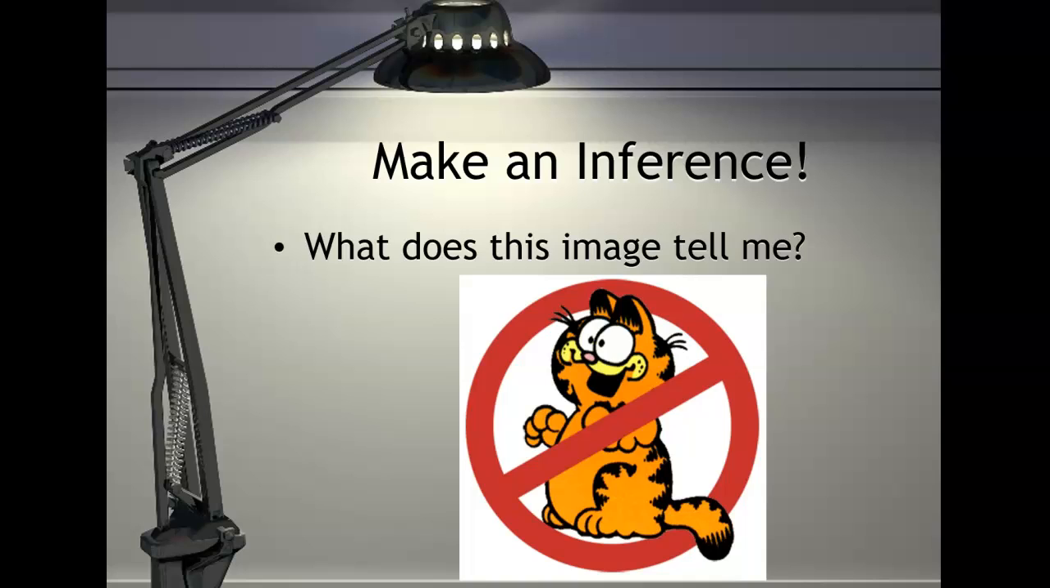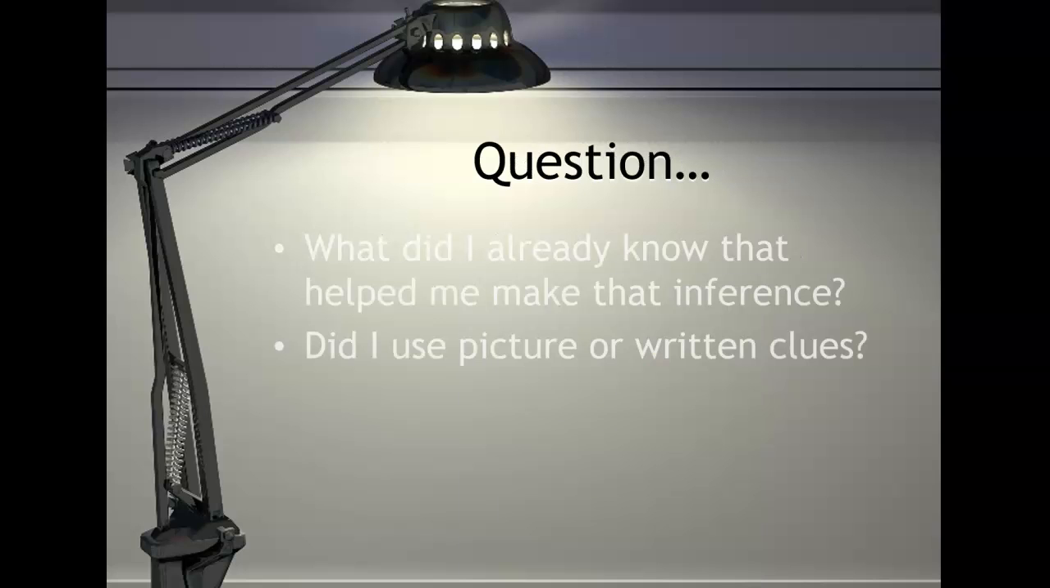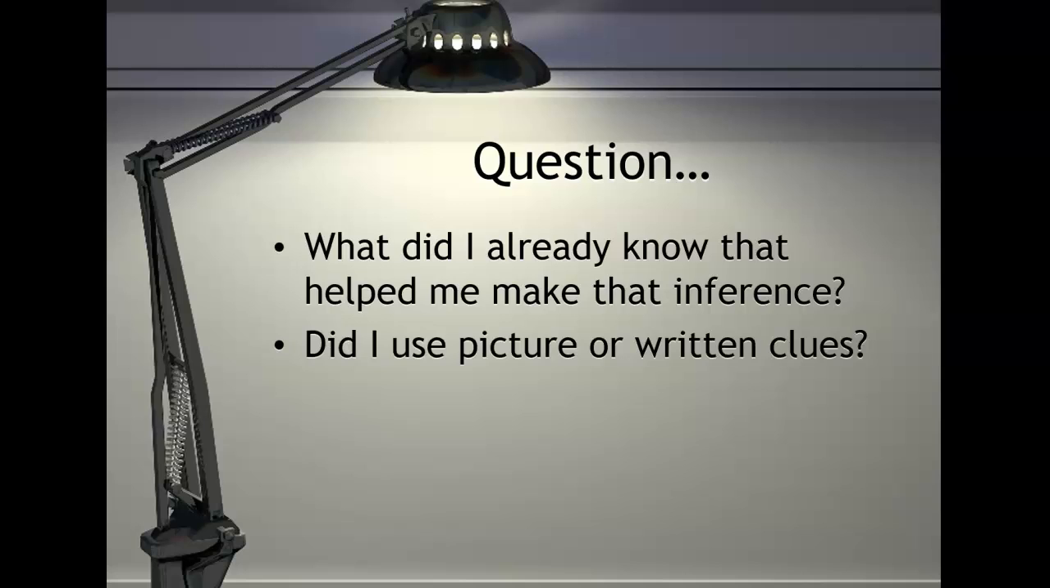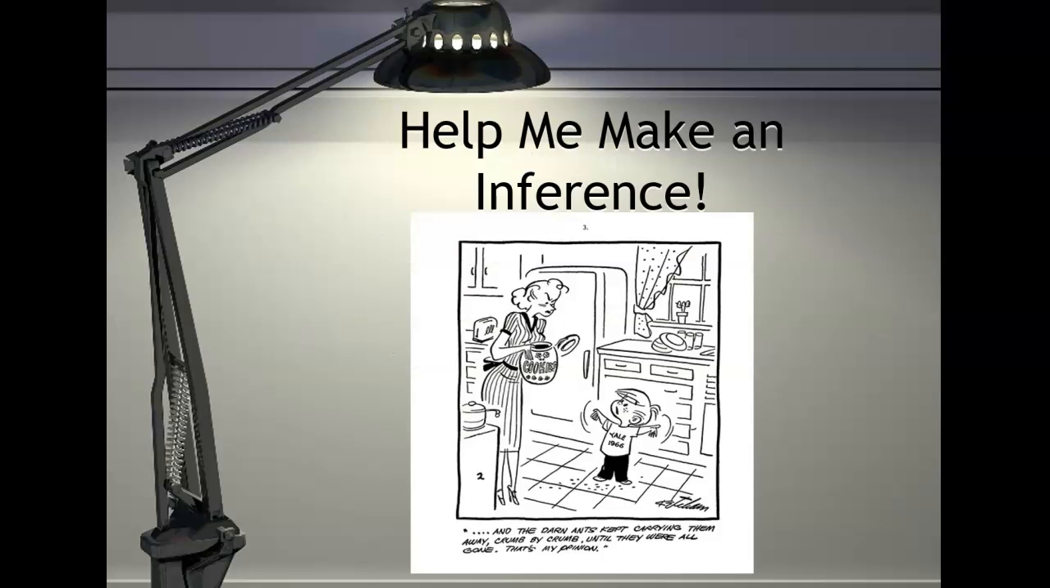So when you look at these, you have to figure out, what did I already know that helped me make the inference? Well, I knew the red sign meant no, stop, do not. And then I used the picture as a clue to make a conclusion. It must mean no cats. All right, let's take a look at another one. Help me make an inference.